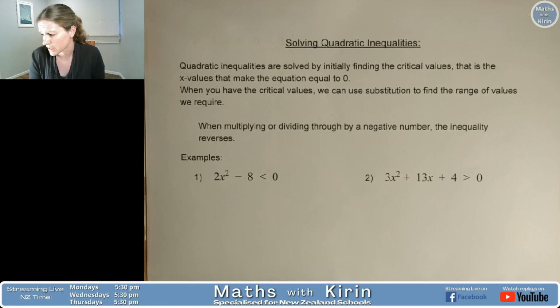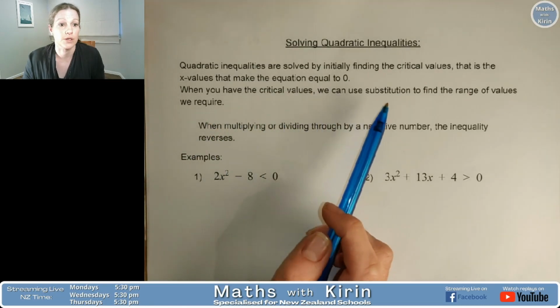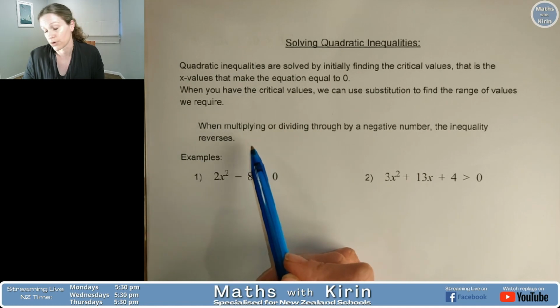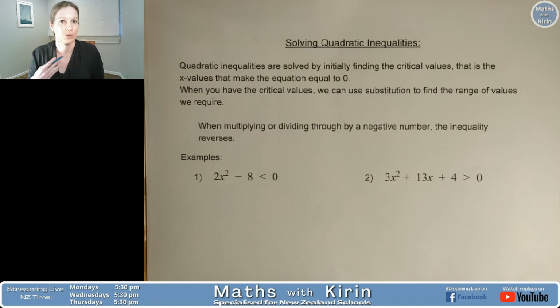So quadratic inequalities are solved initially by finding what we call the critical values, and that's the x values that would make our inequality equal to 0. Okay, and that's the same skill that we just went through. Once we've got those critical values, we can use substitution to find the range of values that we require. And I'm also going to show you graphically how that works. Sometimes if you can see what's happening, it might help you make a little bit more sense of what's going on.